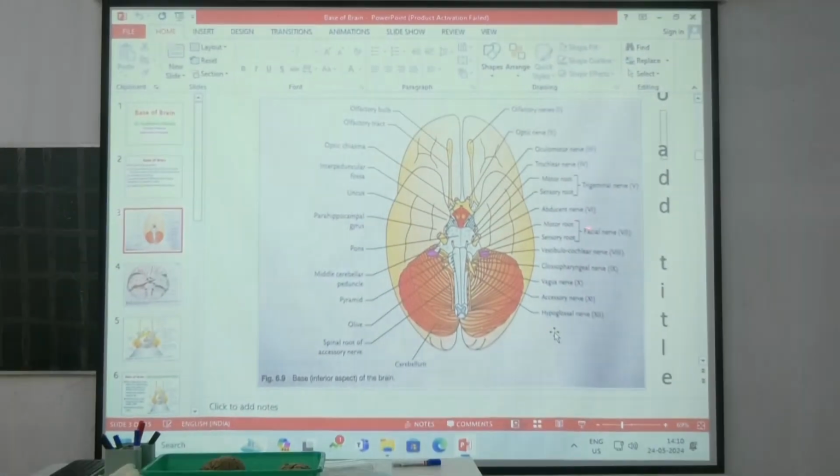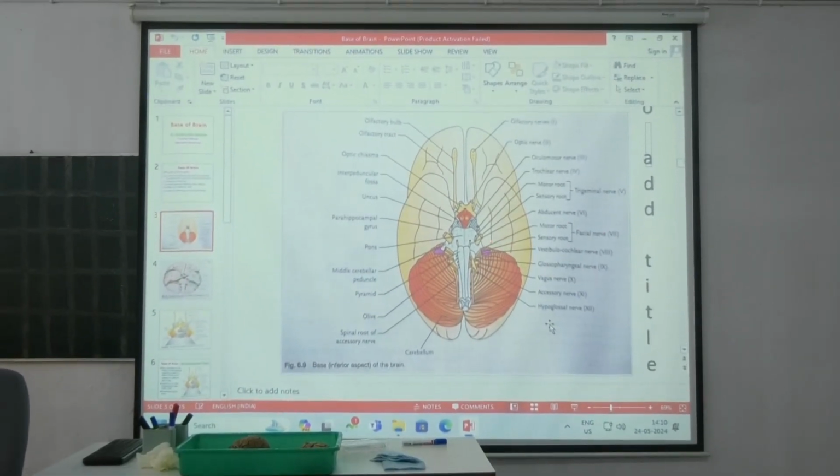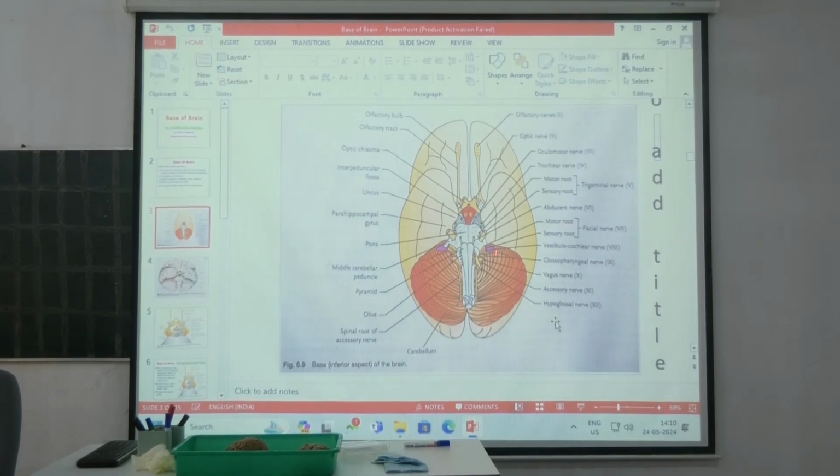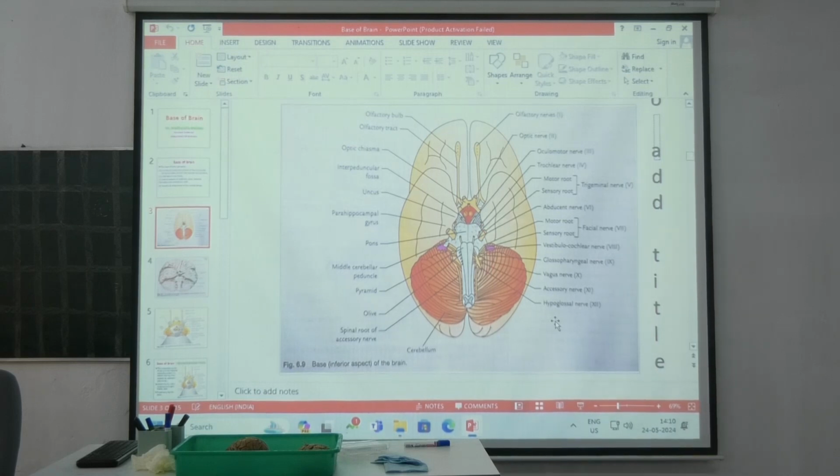The vestibulocochlear nerve comes out via two roots. The motor and sensory roots of the seventh cranial nerve and the vestibulocochlear nerve have been shown here. Okay, after that, the eighth is done.